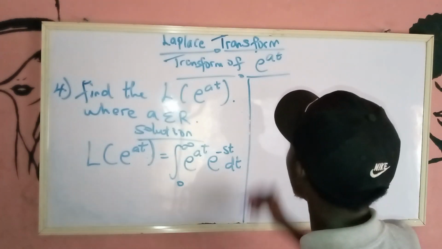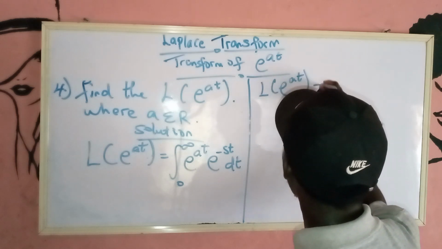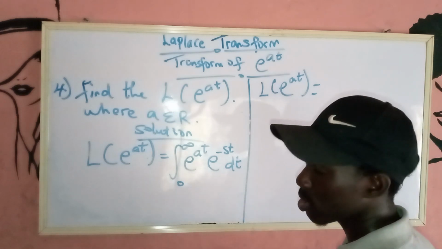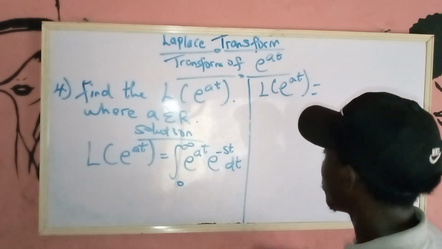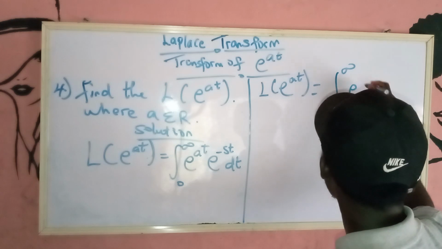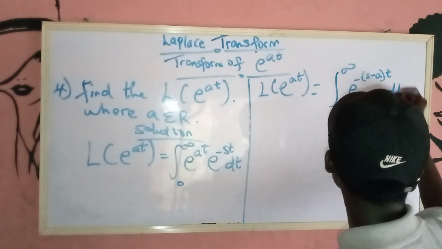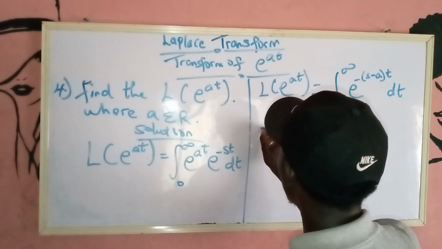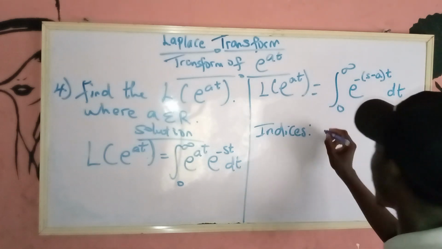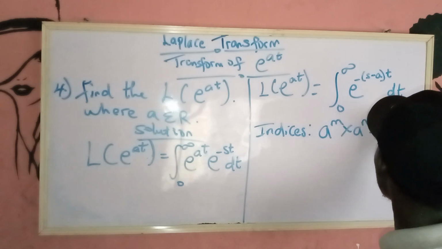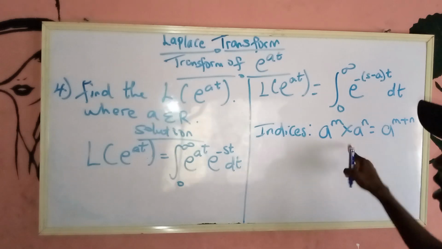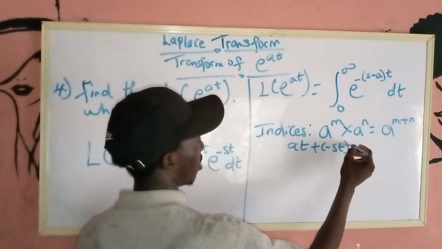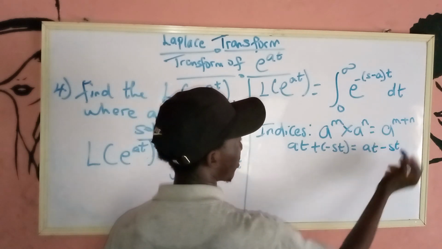So what you just do next, looking at this, is use indices, where you can add up the powers. That becomes e raised to power minus (s minus a)t, dt. How did I get that? We know from indices that a raised to power m times a raised to power n is equal to a raised to power m plus n. So you can add the powers of both of the same base, which also happens here. This is e and this is e, so you can add these two together. So I added at plus minus st, and that is at minus st. Are you getting?